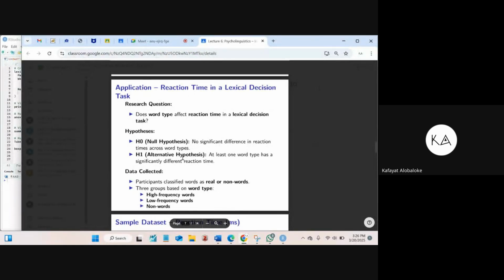A good example we have here is the reaction time in a lexical decision. So the research question here is: does word type affect reaction time in a lexical decision task?